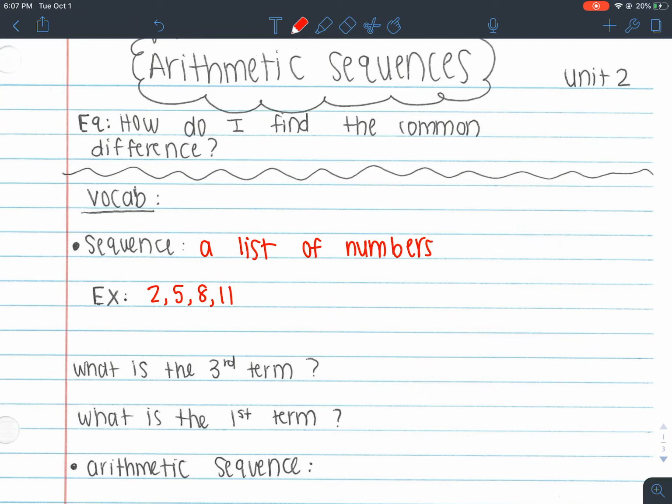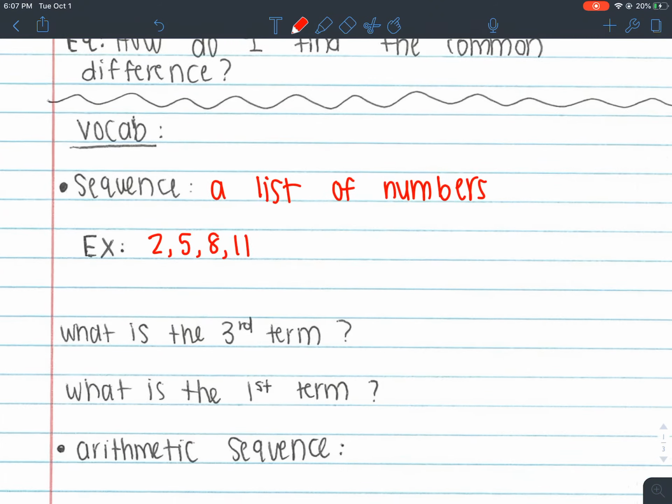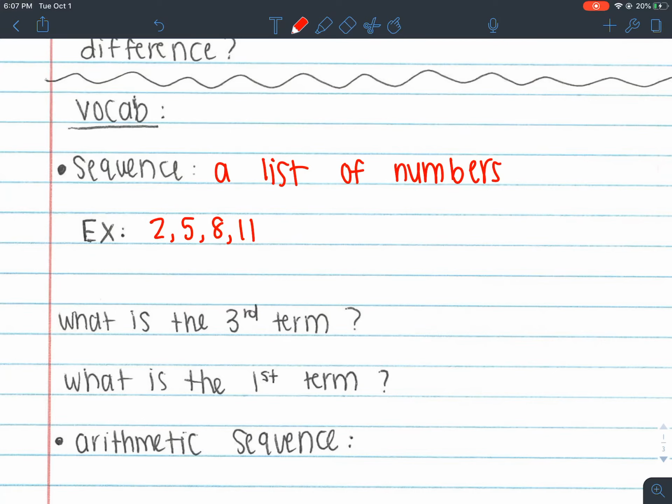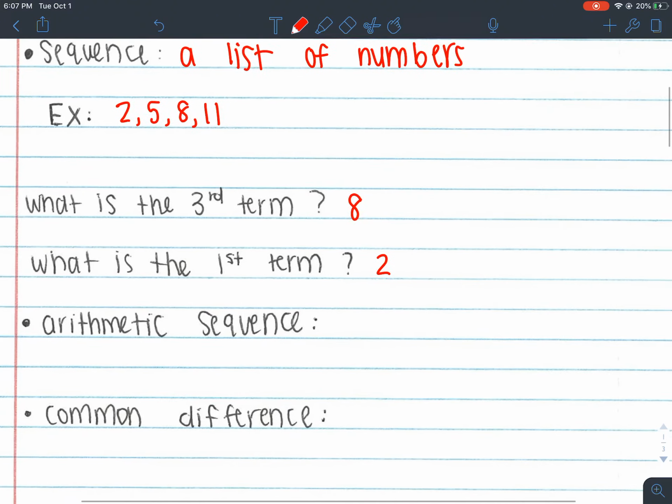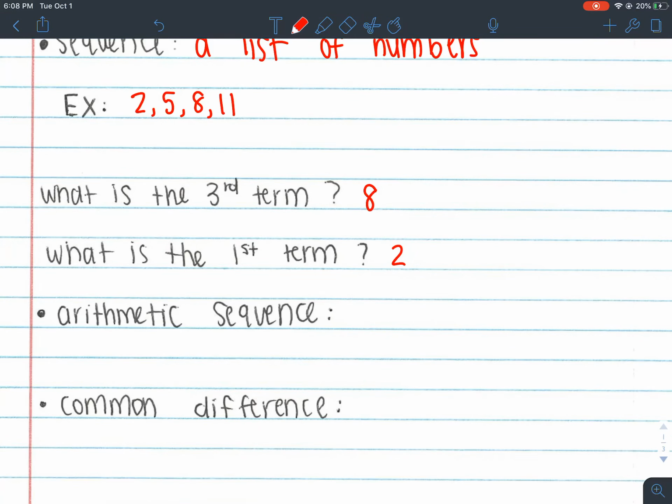Terms just mean, if I'm asking you for the fifth term, I want to know which one was fifth in the list. If I'm asking you for what the seventh term was, I want to know what the seventh one in the list was. So, if I ask you for the third term here, that's going to be 8, because that's the third one in your sequence, or the third one in your list. The first term would be 2. The second term would be 5. The fourth term would be 11. So that part is hopefully pretty self-explanatory. It's just whatever order they're in.